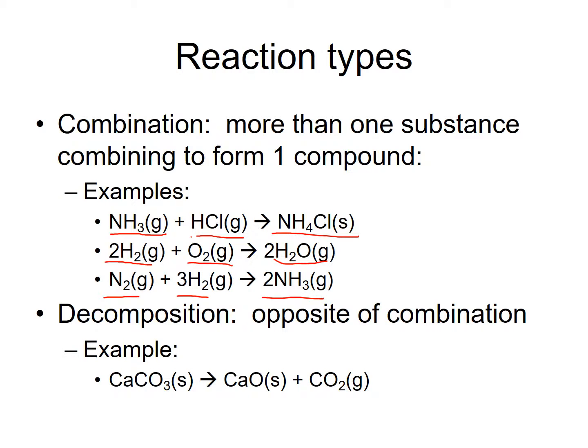A decomposition reaction is simply the opposite of a combination reaction. Notice that in a decomposition reaction, instead of one product, we have one reactant. One reactant decomposes, we say, into more than one product. So calcium carbonate makes calcium oxide and carbon dioxide.